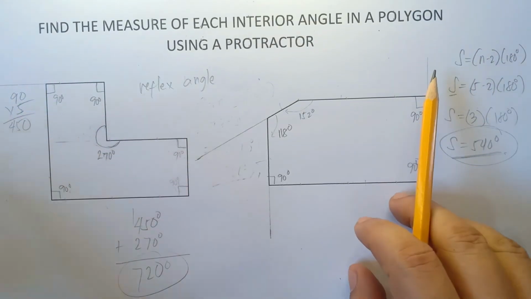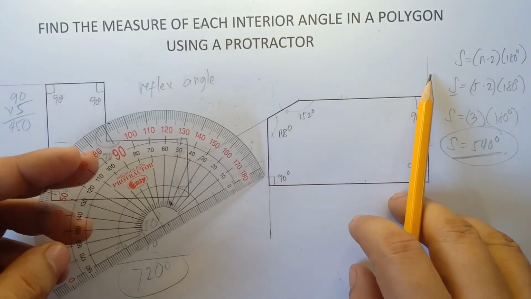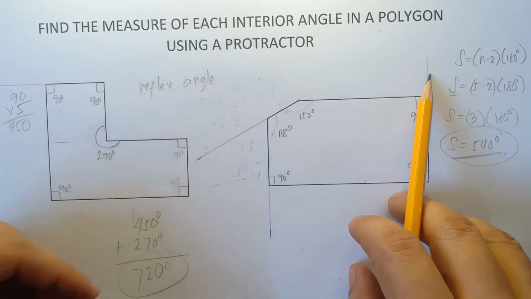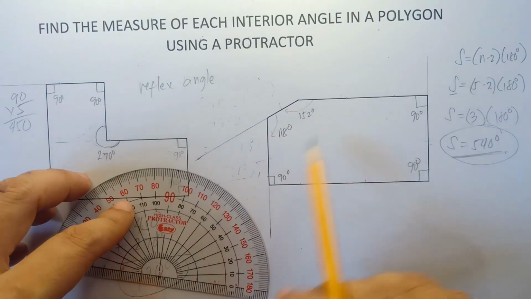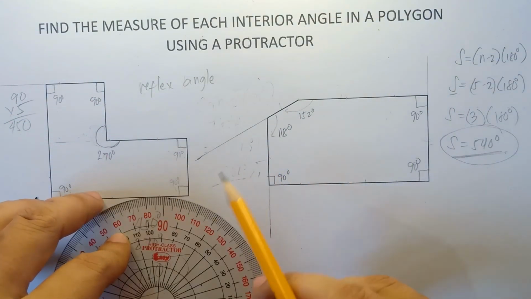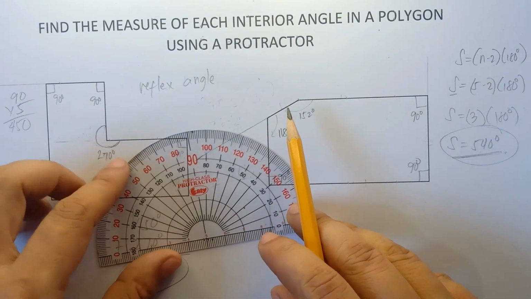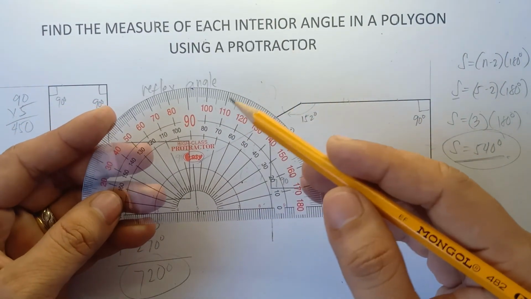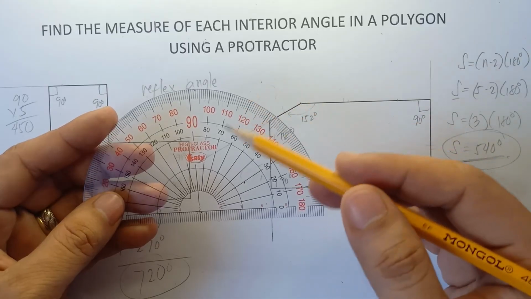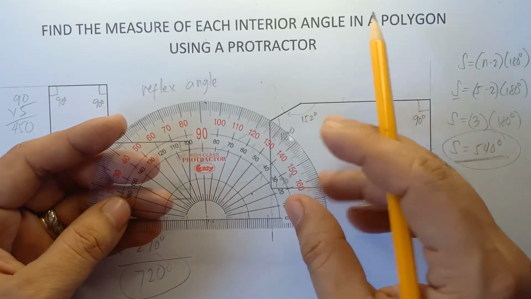So that's how you measure, class, using your protractor. Be careful. Then you need to double check, class. Now, if it's hard for you to find that angle, you need to extend the line, class. Because in the protractor, as you can see, we have so many lines. So for us to better find the angle, we need to extend the line.